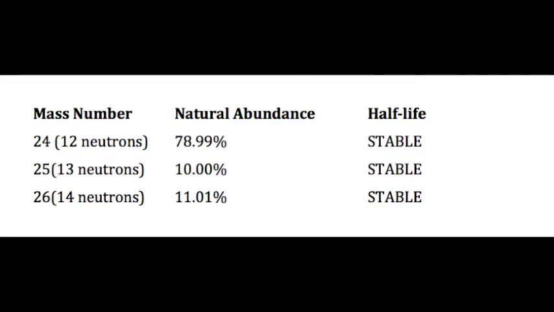Magnesium naturally occurs in three stable isotopes: magnesium 24, 25, and 26. However, there are 19 radioisotopes that have been discovered, ranging from magnesium 19 to magnesium 40. Magnesium 24 has 12 neutrons, a natural abundance of 78.99%, and a half-life of stable. In the case of magnesium 25, it has 13 neutrons, a natural abundance of 10%, and a half-life of stable. Lastly, magnesium 26 has 14 neutrons, a natural abundance of 11.01%, and also a half-life of stable.